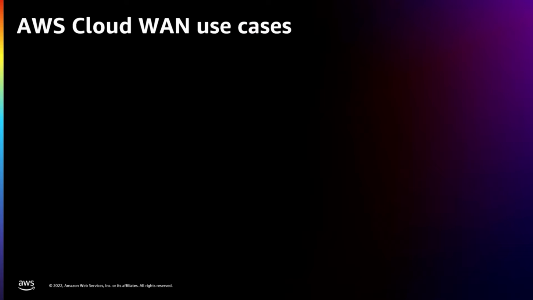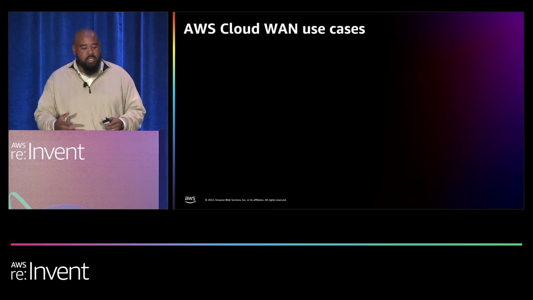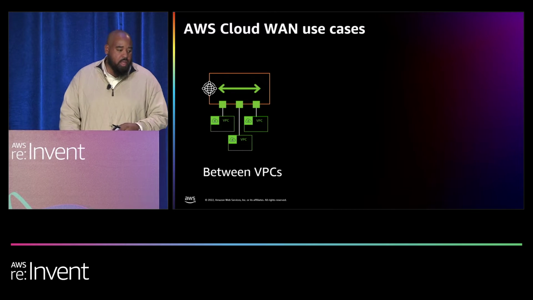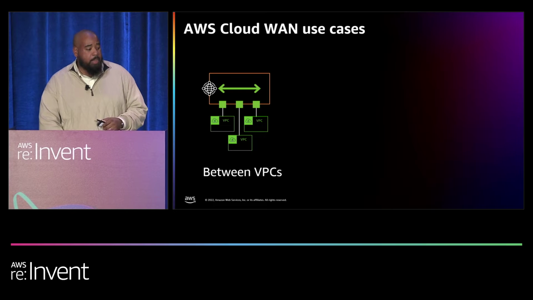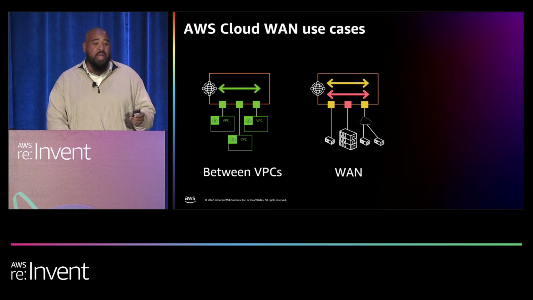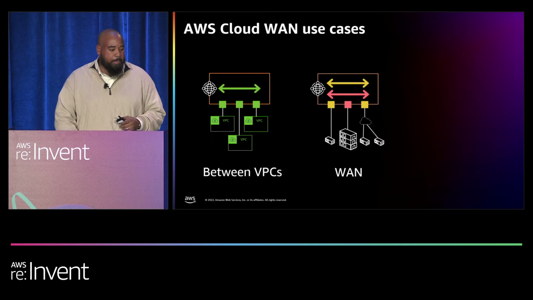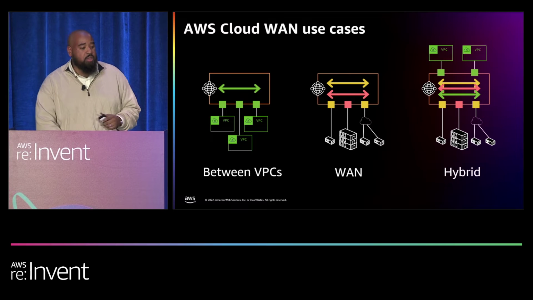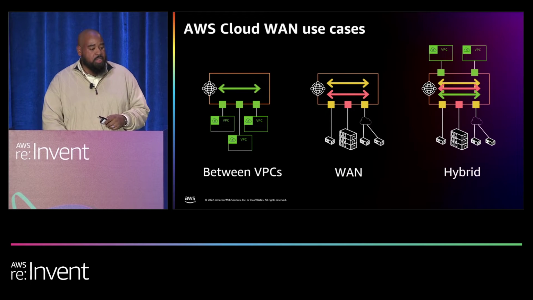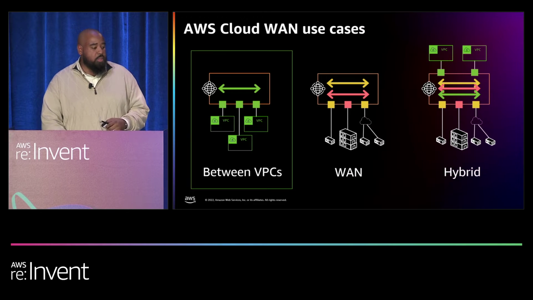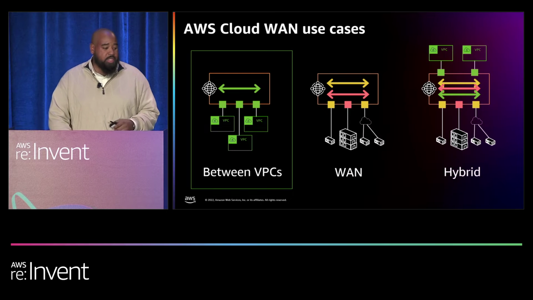Now that we've talked about setting up and looked under the hood of Cloud WAN, there are some use cases that we will discuss here. The first is going to be between VPCs globally on AWS. The second is for customers who just want to ride the AWS backbone, so they're connecting to Cloud WAN, and then from there connecting to their data centers or their on-premise locations. And then we have the hybrid use case where you're connecting to AWS and your resources on-prem. But for this example, we're going to focus on the between VPCs use case.